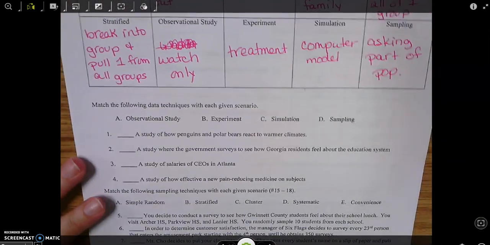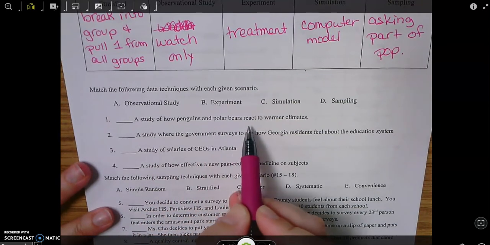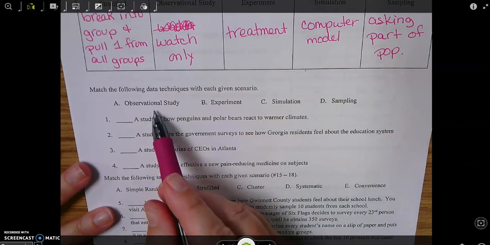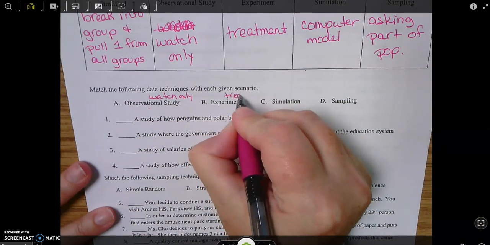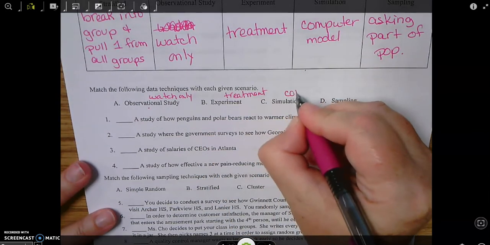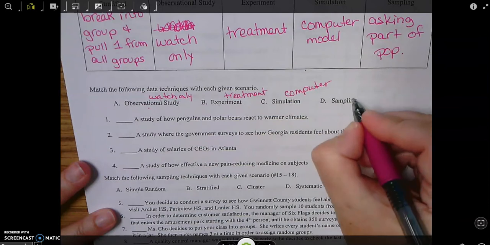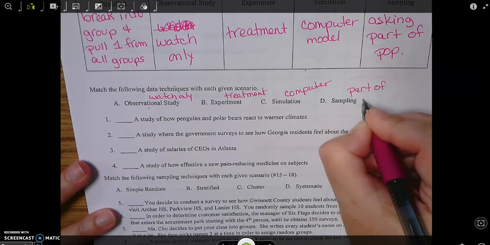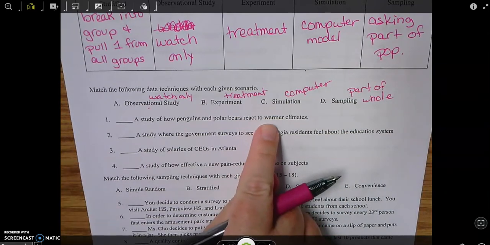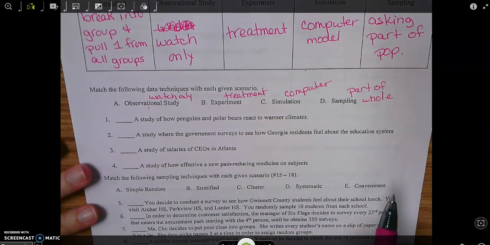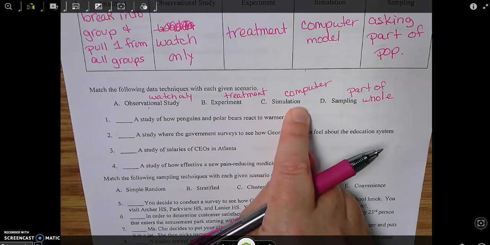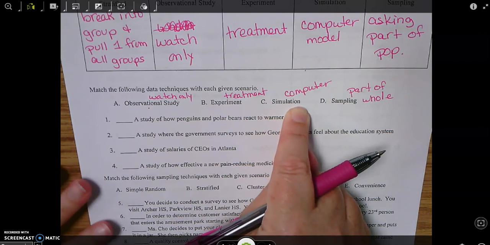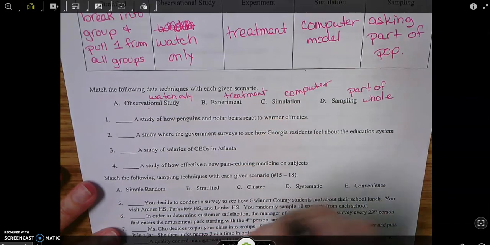So here we go. A study of how penguins and polar bears react to warm weather. So observational, remember this is watch only. Experiment, some type of treatment. Simulation is about a computer. And sampling, part of a whole. Okay. So penguins, this one we can actually do some type of an experiment because all we have to do is turn the heater on. So this one is going, actually no, I'm sorry, a simulation. Okay. So this one, yeah, because we don't want to hurt them.